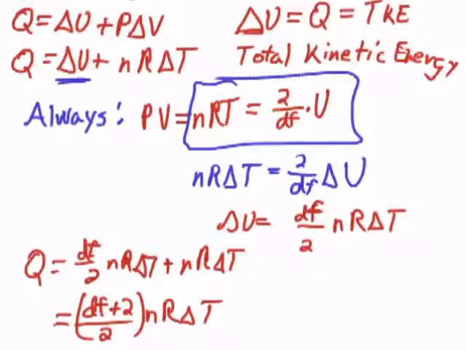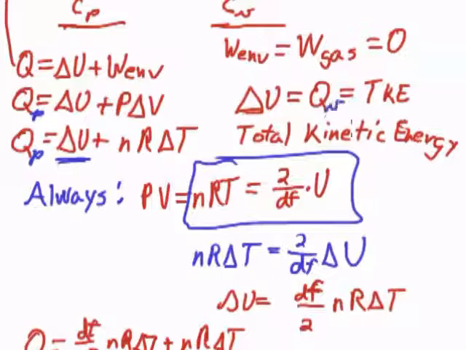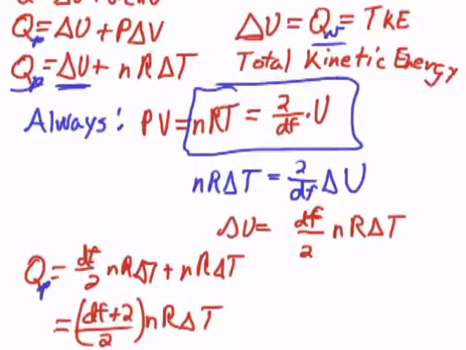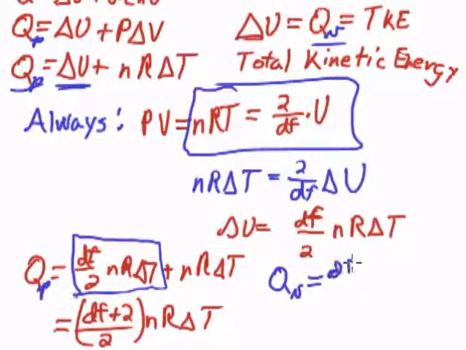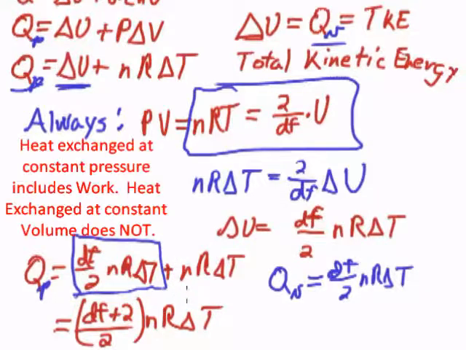I'm going to make a couple of subscripts in here just to keep in mind. This is the heat added at constant pressure, and this up here is the heat added at constant volume. The difference is that Q sub V is only going to have in it this part, the degrees of freedom over 2 times nR delta T. And the Q sub P is also going to contain this pressure times change in volume term, which is the same as nR delta T.